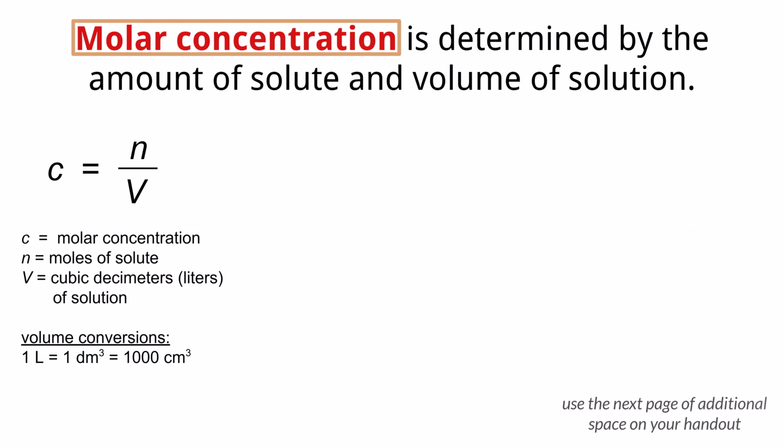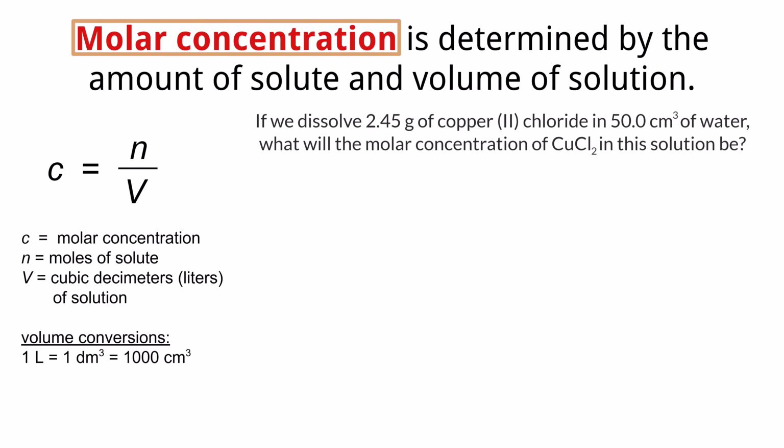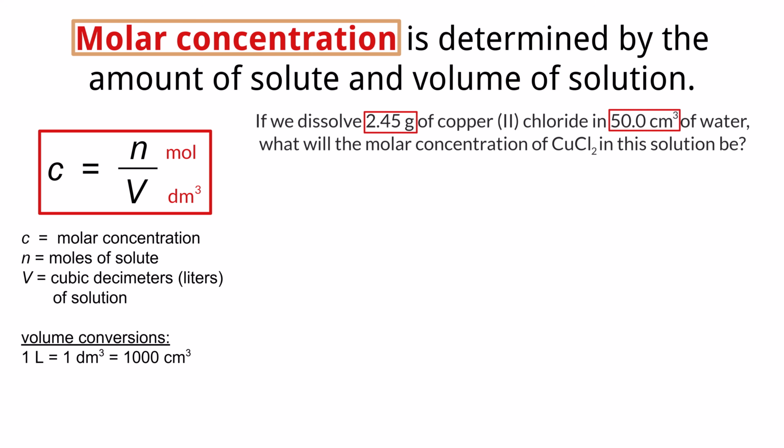Let's take a look at an example. If we dissolve 2.45 grams of copper(II) chloride in 50.0 centimeters cubed of water, what will the molar concentration of CuCl2 in this solution be? To answer this question, we need to use our molarity equation, which is moles of solute over decimeters cubed of solution. We are given grams and centimeters cubed, so we need to do some converting before we can divide.